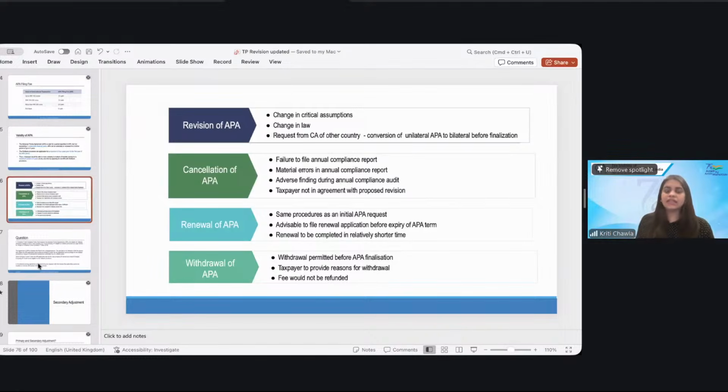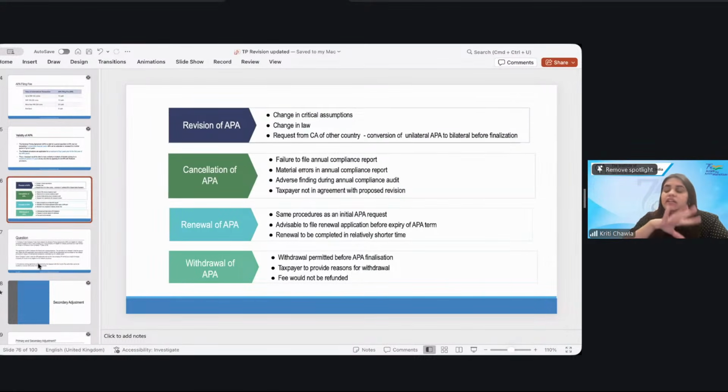The next thing is, can the APA be withdrawn? Yes, withdrawal of APA is permitted before APA finalization, but the taxpayer will have to provide the reasons for withdrawal. And the fee that you have paid for APA will not be refunded.